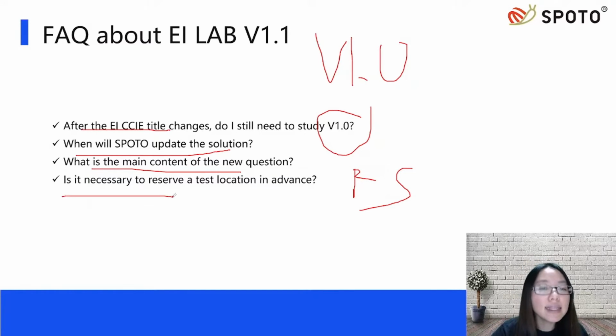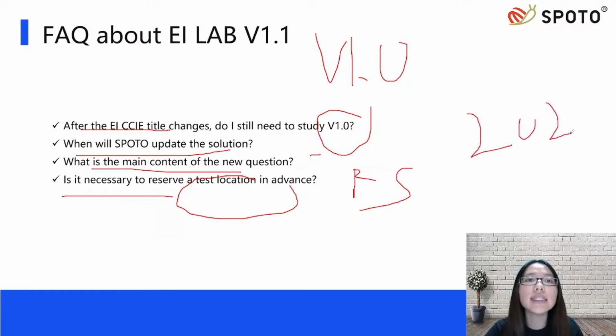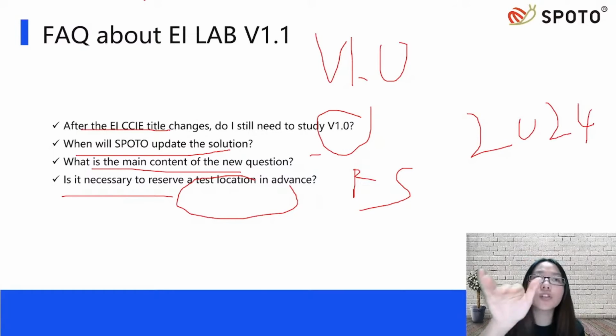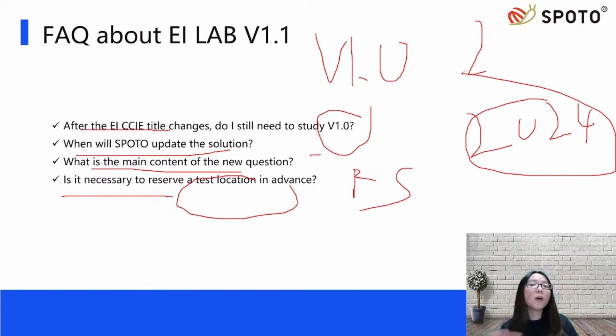It is necessary to reserve a test location in advance. If your local existing space is tight, you can make an appointment for 2023. But don't pay first, because if you haven't taken the CCIE version 1.0, you may need about 2 to 3 months to prepare for the new version. So I suggest you not pay first, and make an appointment for 2023.